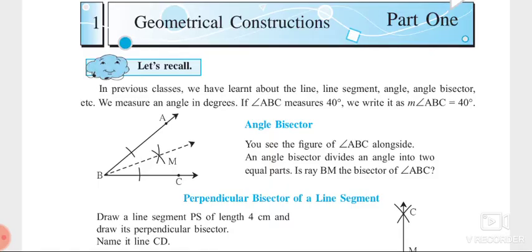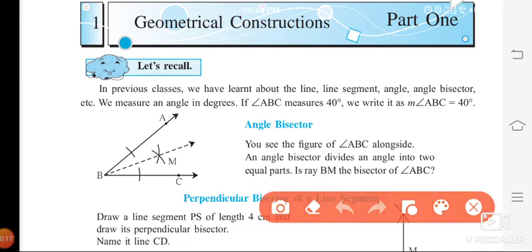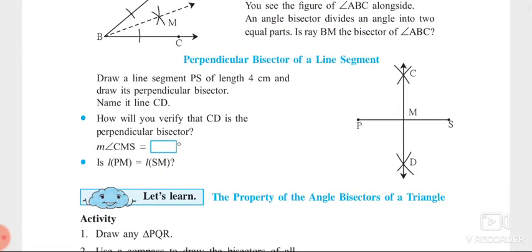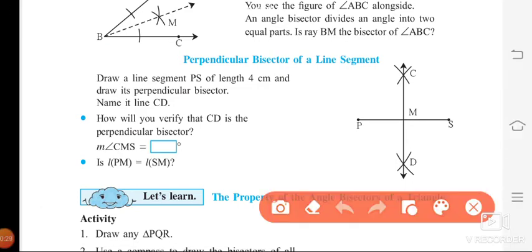Good morning, dear students. Today we are going to revise the first lesson of geometry, that is geometrical constructions. In this lesson we first recalled the angle bisector, and we learned that an angle bisector divides an angle into two equal parts. Next we revised the perpendicular bisector. A perpendicular, whatever you draw, makes an angle of 90 degrees with the given segment.